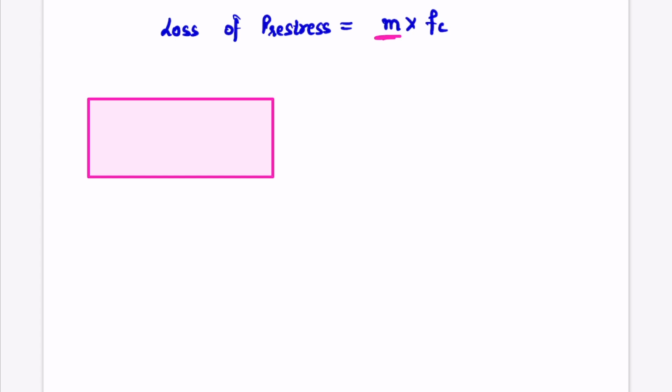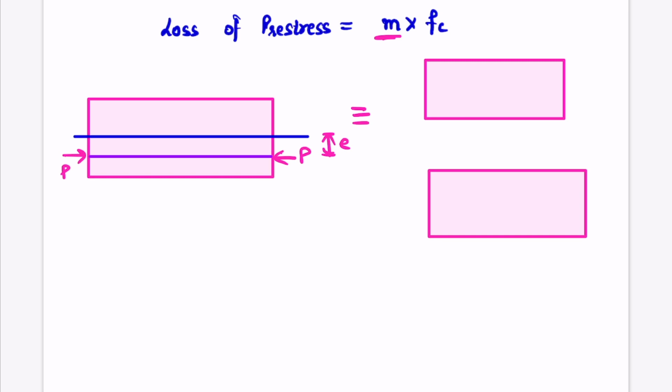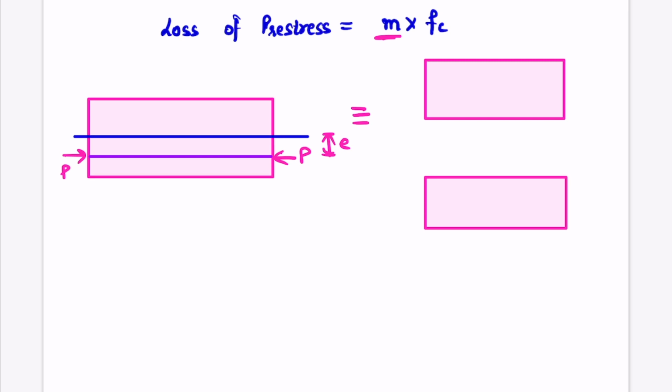Suppose there is a system here, there is the neutral axis and here is the tendon. We pre-stress it by P amount, and suppose e is the distance of the tendon from the neutral axis. We can divide this system into two parts just for the sake of analysis. We are not actually doing anything, but just for simplification of the analysis we can make this structure as a sum of these two.